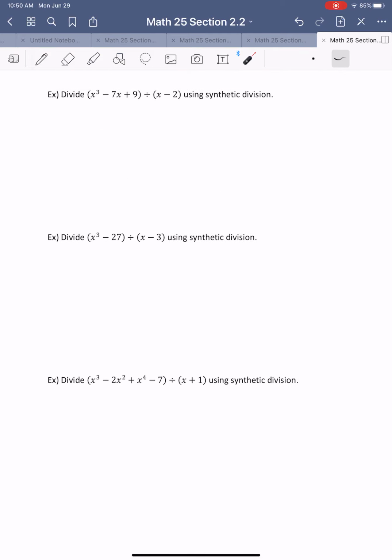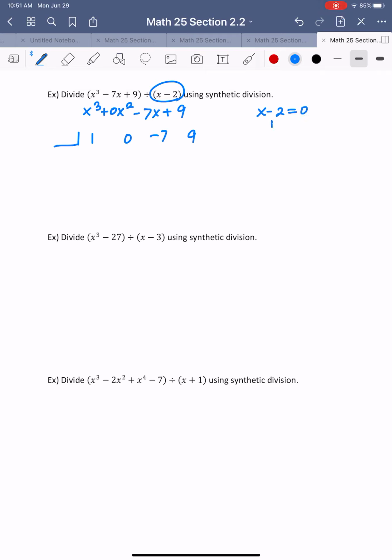So I'm using the synthetic to see. Okay, so in this synthetic, this is actually 7x cubed plus 0x squared because I don't see x squared, right? Minus 7x plus 9. So pull out the 1, 0, negative 7, and 9 and divide by x minus 2. Set equal to 0, add 2 to both sides, x equals 2. So we are using 2 now.